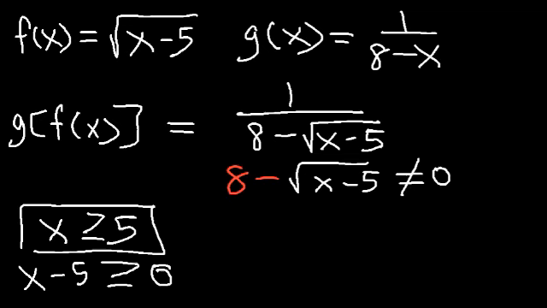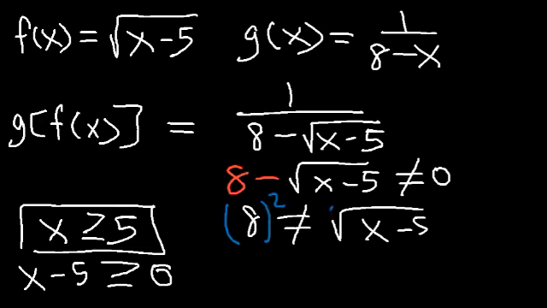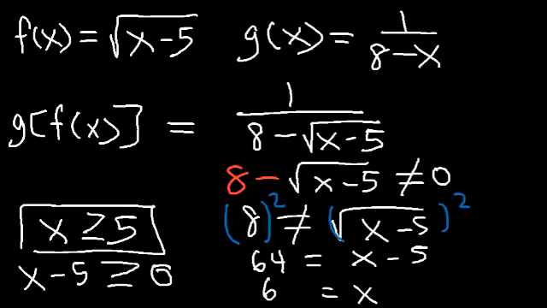Now let's add the radical to both sides. So if we add square root x minus 5 to both sides, we can see that 8 cannot equal root x minus 5. To get rid of the radical, let's square both sides. So 64 cannot equal x minus 5. If we add 5 to both sides, 64 plus 5 is 69. So x cannot equal 69. If you plug it in, 69 minus 5 is 64. Square root of 64 is 8. 8 minus 8 is 0. We can't have a 0 in the bottom.